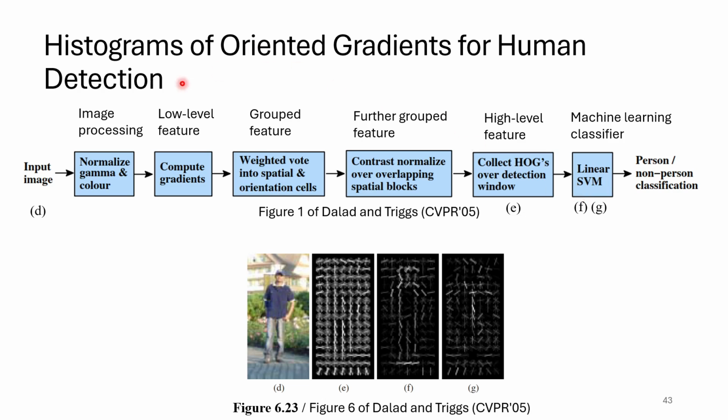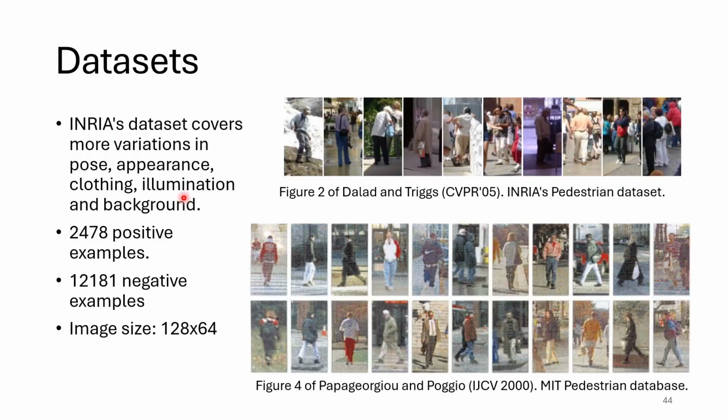Okay, so the first step is image processing, just adjusting the brightness. And then the second will be the feature extraction. So let's take a look. First, of course, they need to create a data set to train their models and to test their performance.